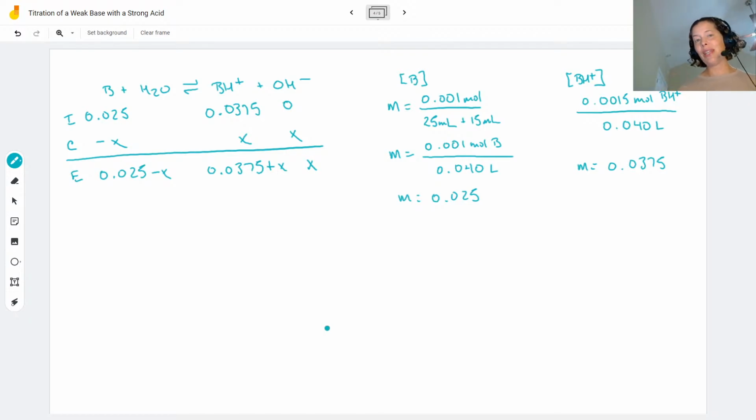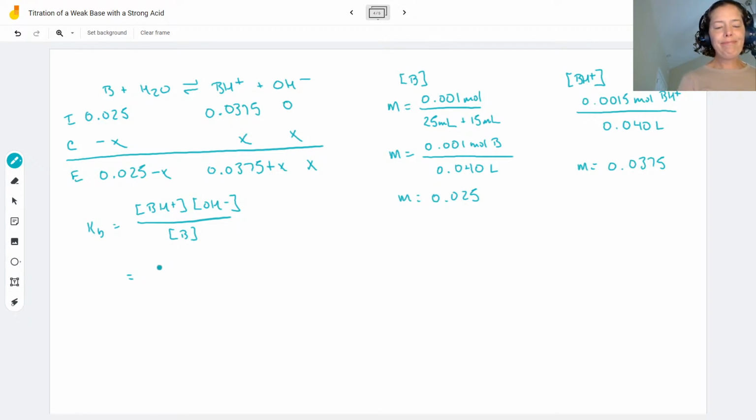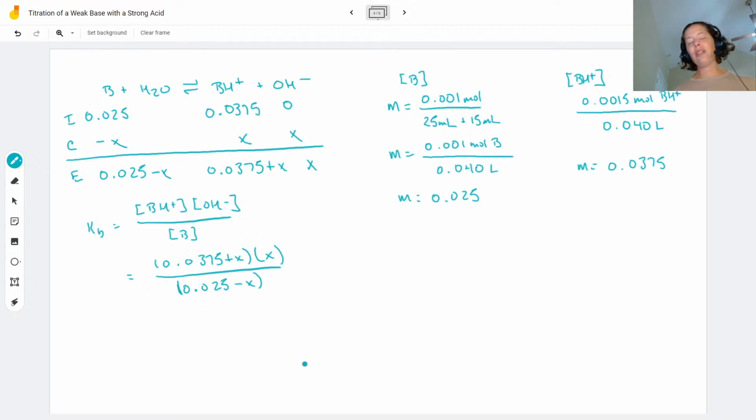I'm still going to do the same thing that I did with my first step. I'm going to get my Kb as just products over reactants, and I have these concentrations right here. But of course, I'm going to want to simplify. Plus X times X over 0.025 minus X. Now, just to save time, we've already talked about how our Kb here is 1.7 times 10 to the negative ninth. It's very, very small.